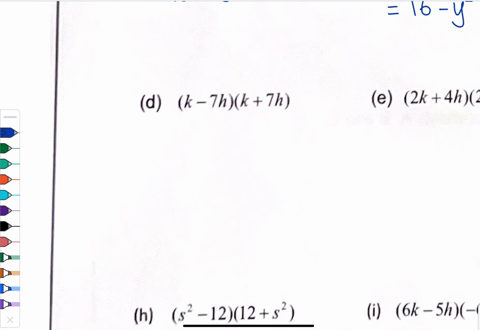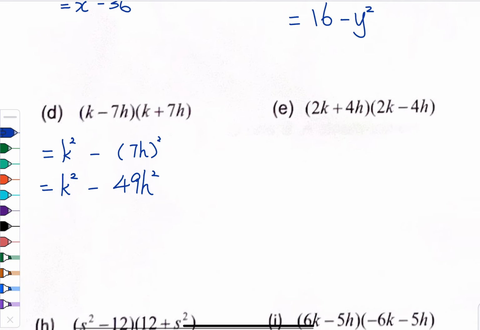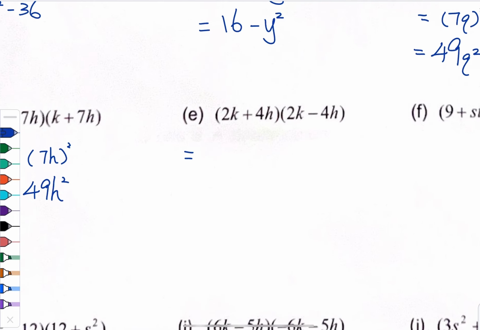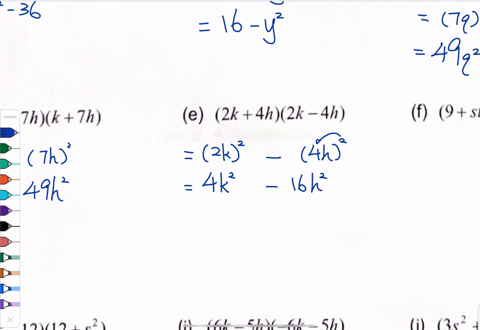Next, again plus, again minus. So what can you do with it? So a square minus b square. So 7 square means 7 times 7, which is 49. Continue. Plus and minus. So again a square minus b square. So square is given to both of them. So 2 square means 4. So 4k square. 4 square means 4 times 4, which is 16.